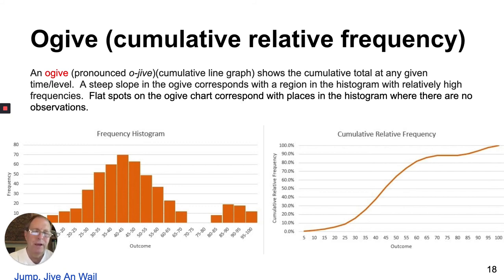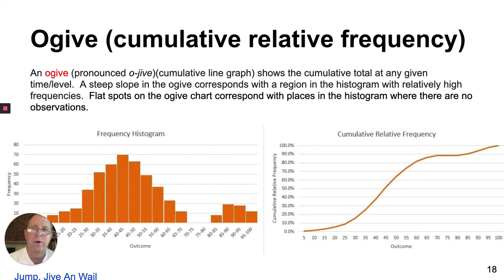So in my ogive graph on the right, I notice that it is very steep between 40 and 50. Well, why is that? I look over at my histogram and I say, oh, it's because I have so many observations in the 40 to 50 category. On my ogive graph, I have a flat spot between 70 and 80. Why is that? Well, I go over to my frequency histogram and I say, well, there are no observations between 70 and 80 on my histogram. Flat spots on the ogive chart correspond with places in the histogram where there are no observations.